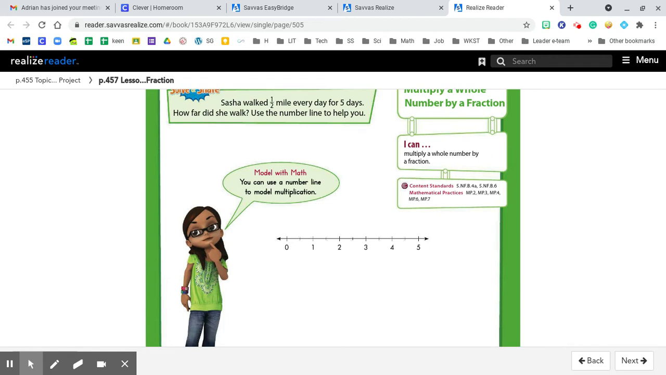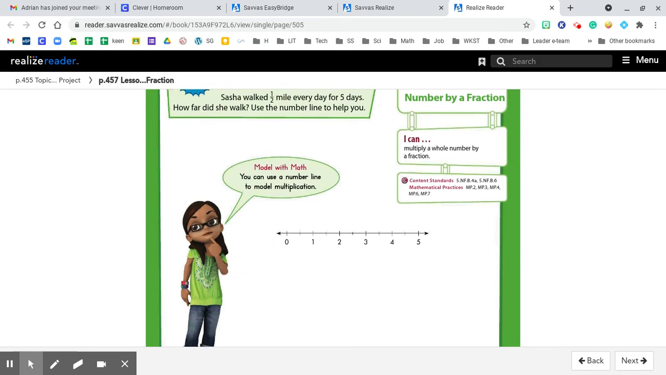So if you're walking a half mile for 5 days, you say you're walking 1, 2, 3, 4, 5. So altogether, you would be walking 2.5 miles. So that's using a number line to help you use multiplication of fractions by a whole number. Okay, let's get to the next.